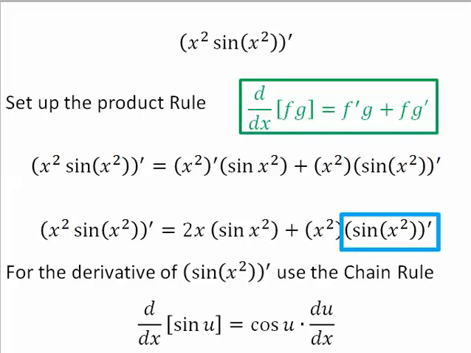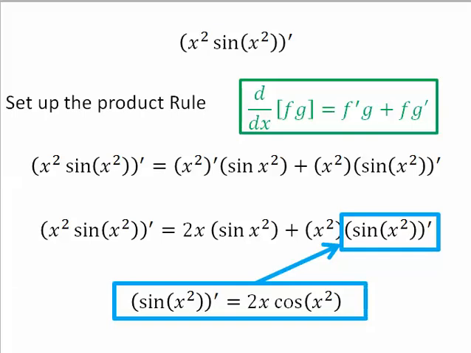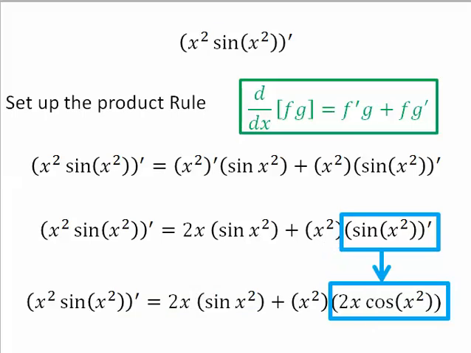The only difference is the derivative of sine is cosine. So the derivative of sine of x squared is cosine of x squared times the derivative of x squared, which is 2x. So the derivative of sine of x squared is 2x cosine x squared. Put that into our piece there, that blue piece. And that's what we get.